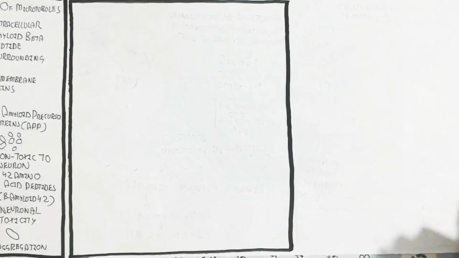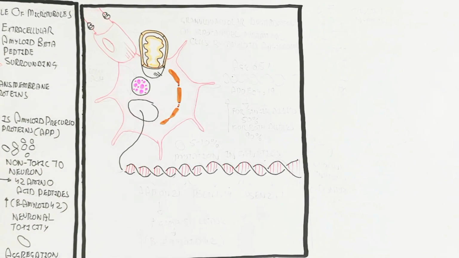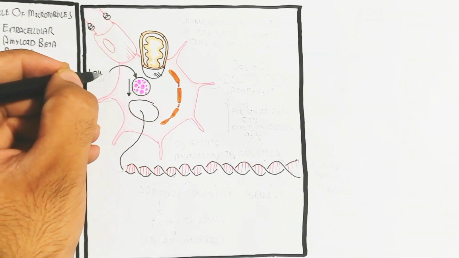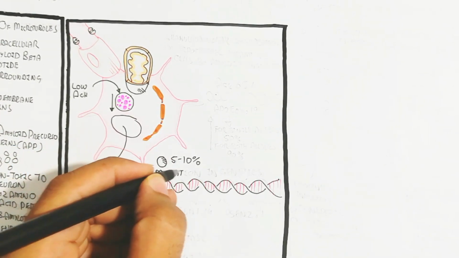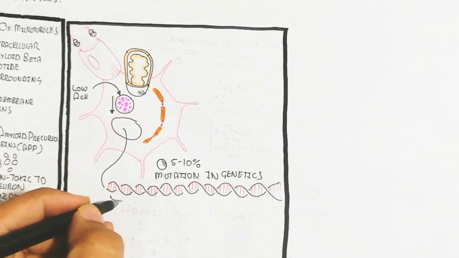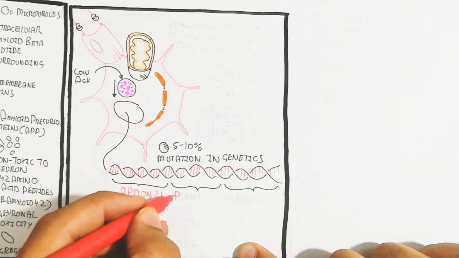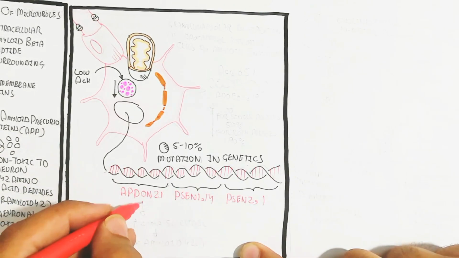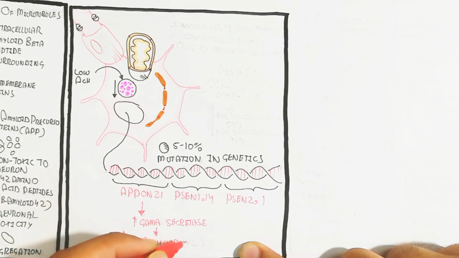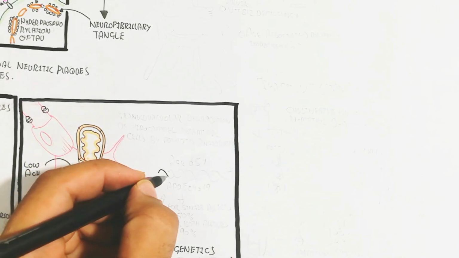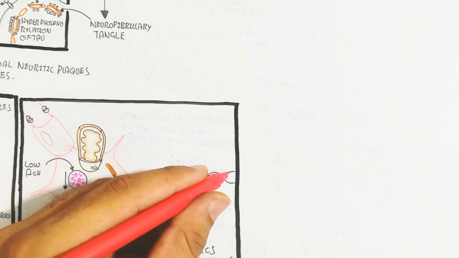So let's understand the causes. We will understand genetic mutation and age-related causes. So in the neurons, tangle formation and low acetylcholine are the number one cause. On the other hand, 5 to 10% are due to genetic mutations in chromosomes 21, 14, and 1, involving increased production of APP and PSEN1 and PSEN2. These proteins lead to an increase in gamma secretase, which leads to an increase in beta amyloid 42.